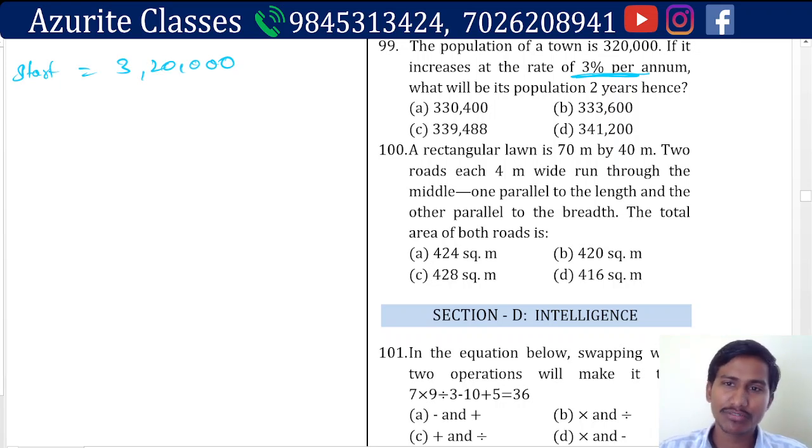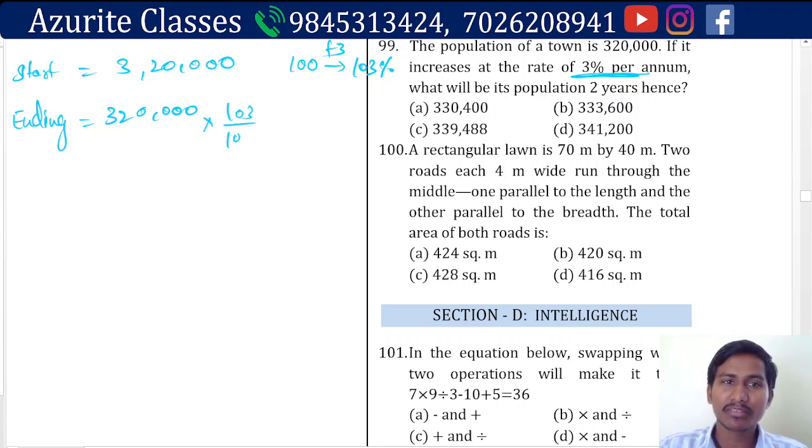Of this, 3% we have to add. So ending, every time it is increasing by 3%. So 100 will become 103%, right? So we have to multiply 3 lakh 20,000 by 103 divided by 100, and 103 divided by 100 two times. So first year and then second year, that is two times. Every time it is increased to 103.